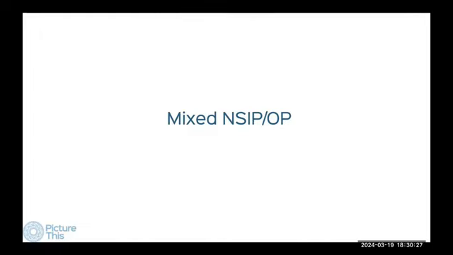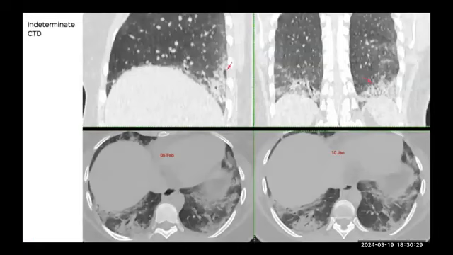Then we have the mixed NSIP OP pattern. This happens in connective tissue diseases, where you can have differing morphologies at the same time. The reason we know that you can get mixed NSIP OP is from biopsies, where some patients have had histology that has shown this.